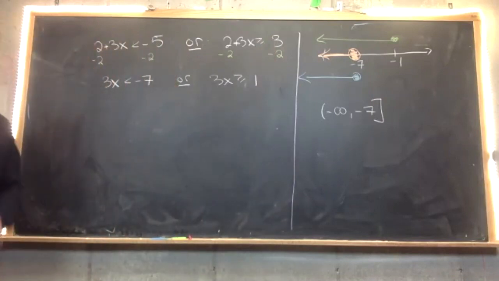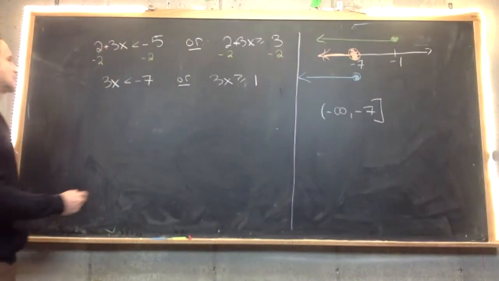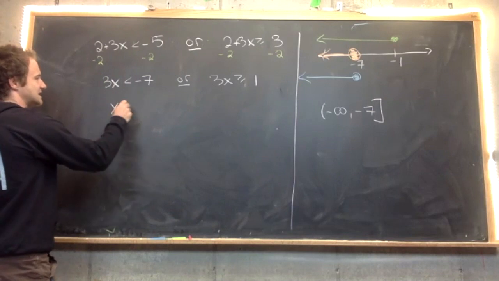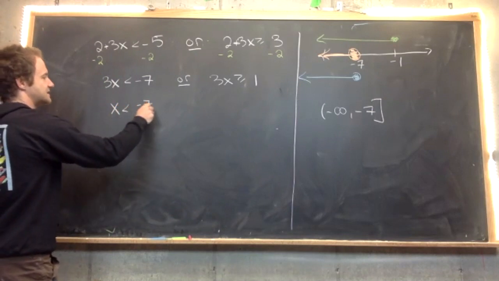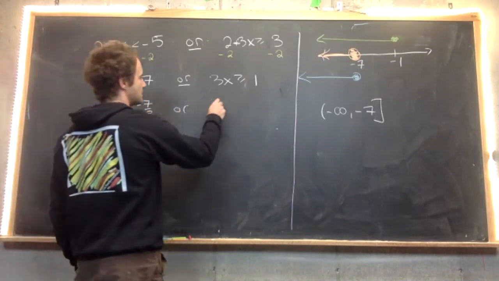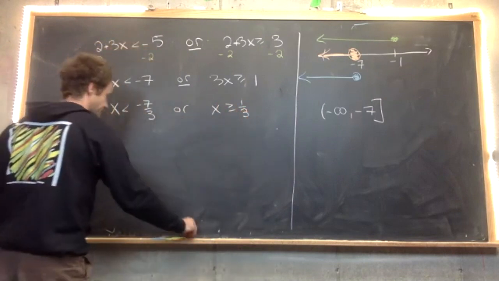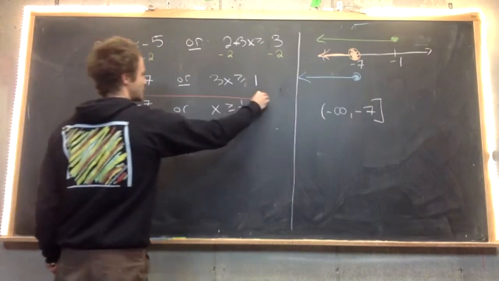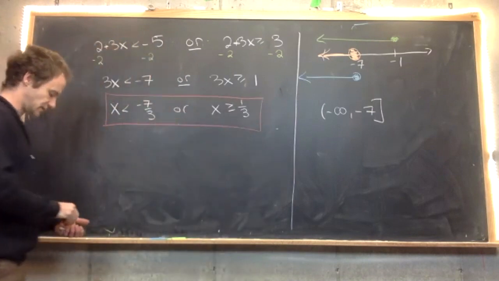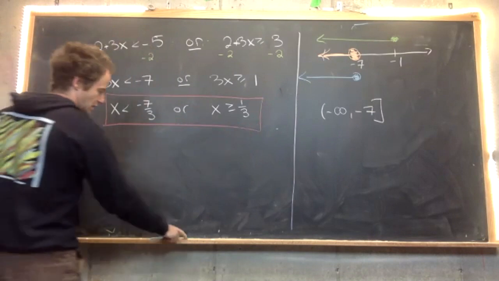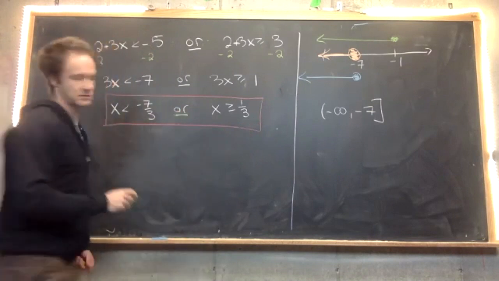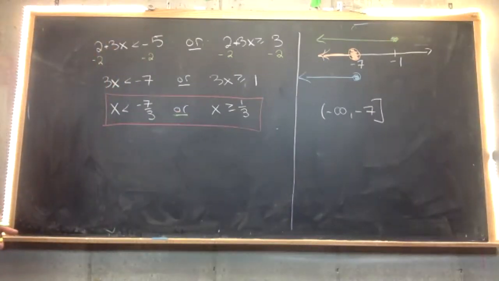3 minus 2 is 1. Now we can divide both sides by 3. So here we have x is less than -7/3, or x is bigger than or equal to 1/3. So this would be a description of our solution, with this like kind of sentence structure with the or conjunction between them.